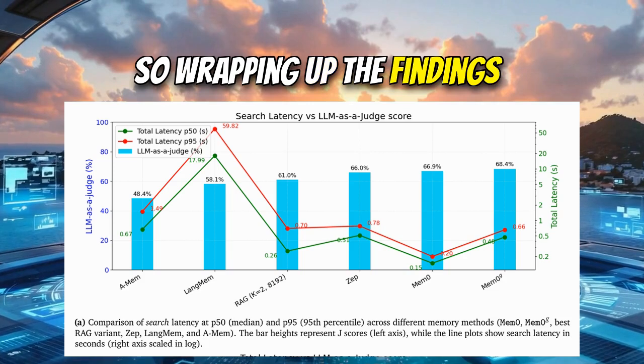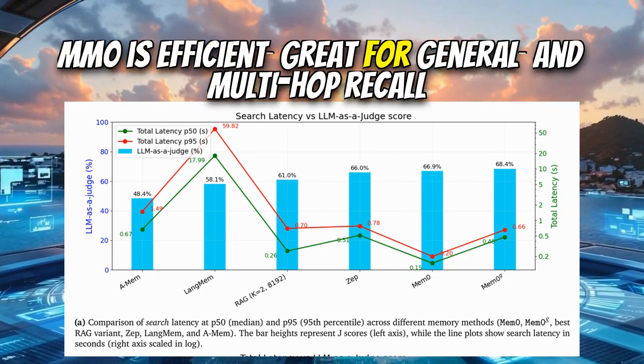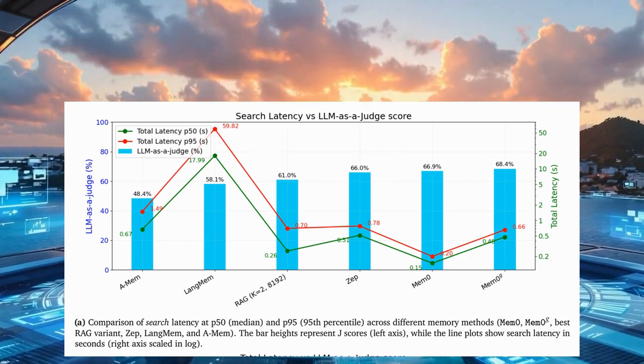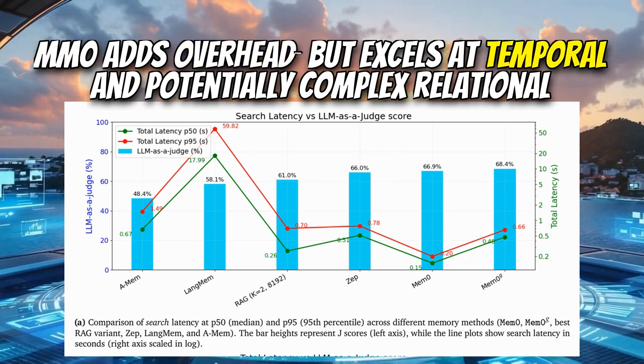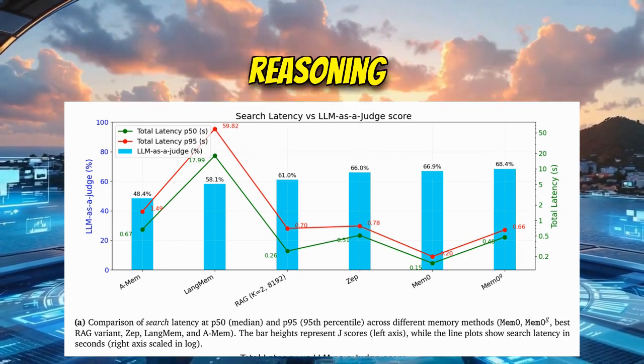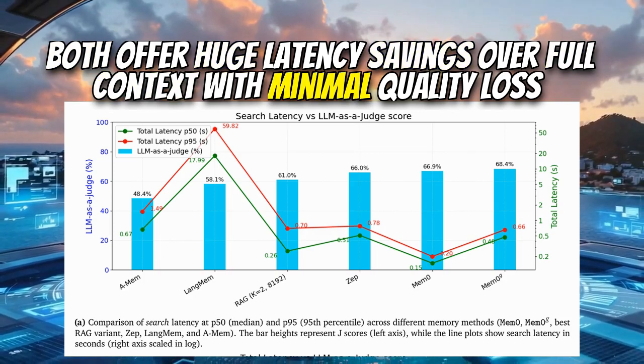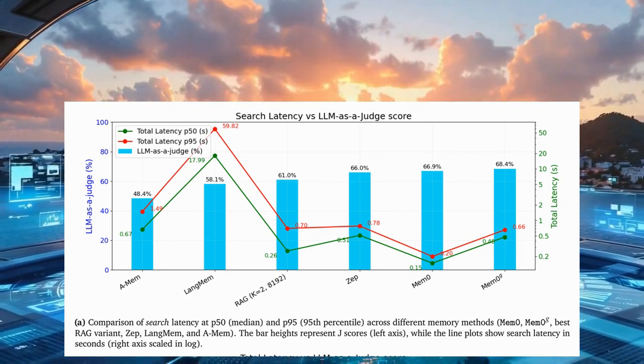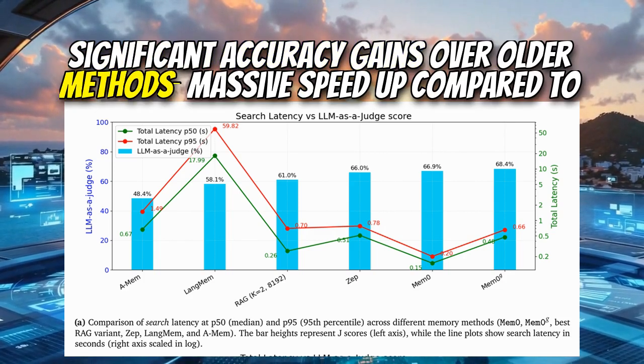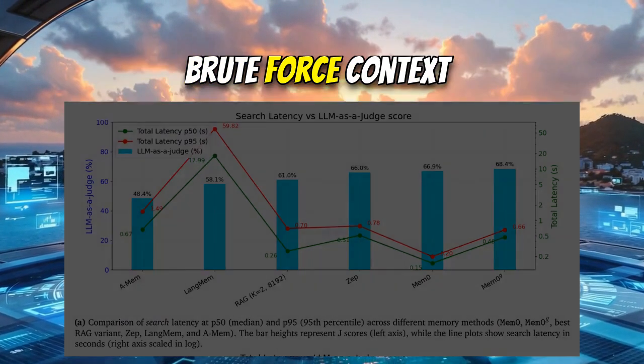Okay, so wrapping up the findings. Mem0 is efficient, great for general and multi-hop recall. The graph variant adds overhead but excels at temporal and potentially complex relational reasoning. Both offer huge latency savings over full context with minimal quality loss. That's a great summary. Significant accuracy gains over older methods, a massive speed up compared to brute force context.